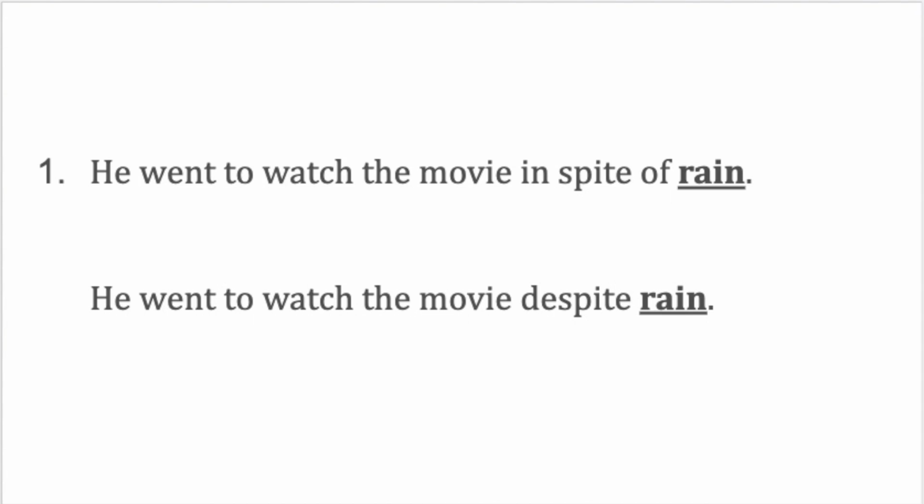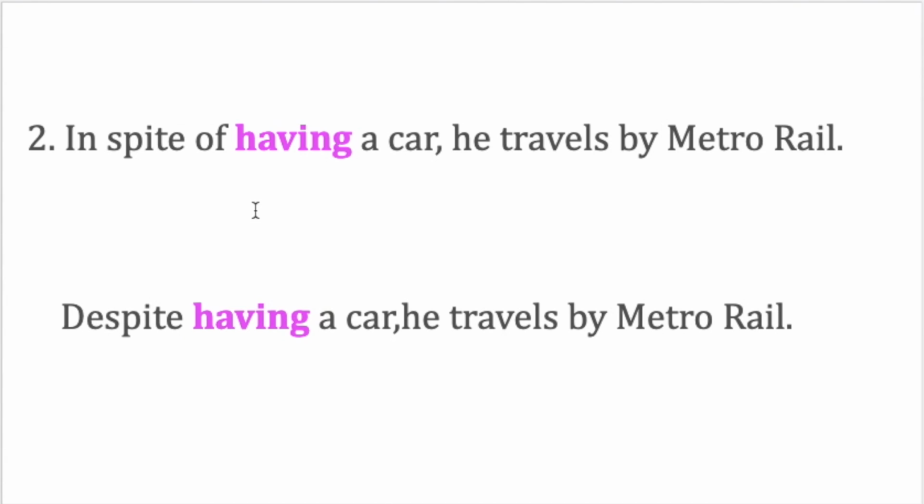Let's go ahead with this particular example. In spite of having a car, he travels by metro rail. What do we mean by saying having a car? It means the person is owning something. He has got a car. So when you own something, you're talking about something which is with you. You own it. We prefer using having.